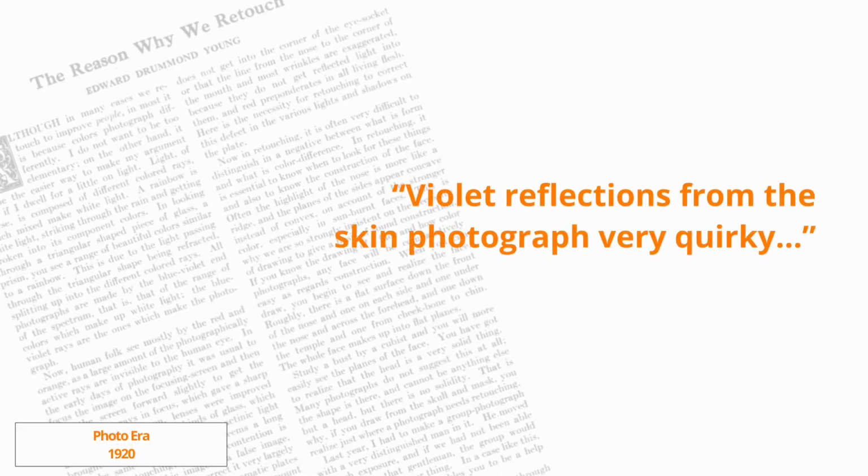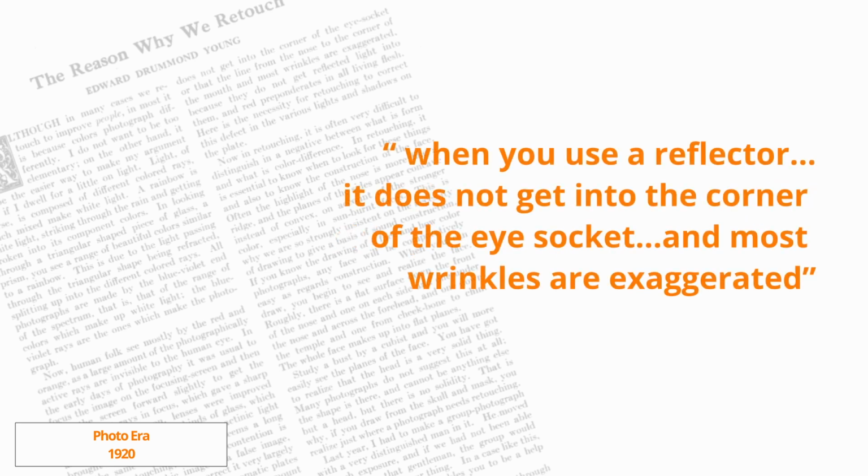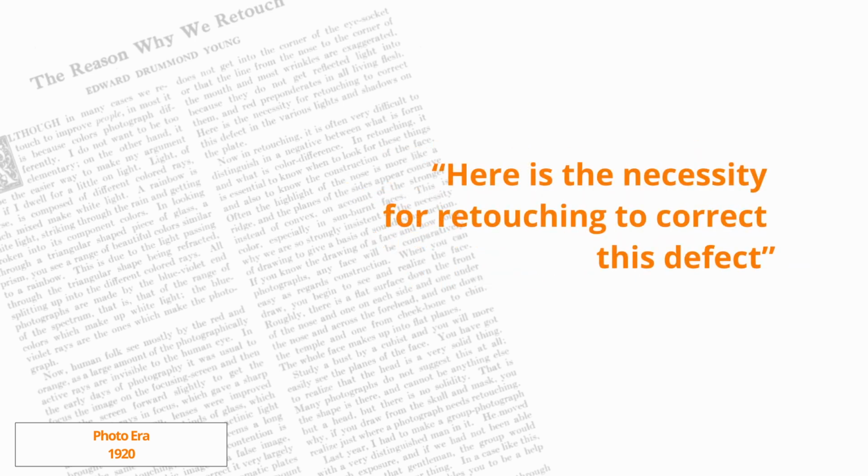He gives the example that violet reflections from skin photograph very quirky, and when you use a reflector it doesn't get into the corner of the eye socket, and most wrinkles are exaggerated. Here's the necessity for retouching to correct this defect.